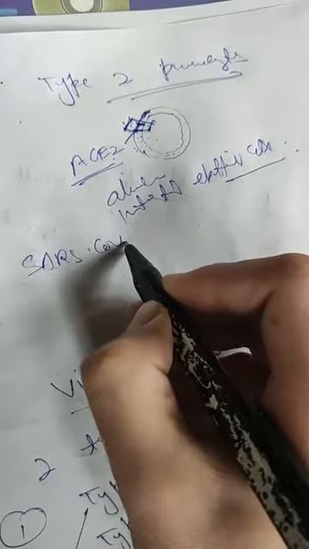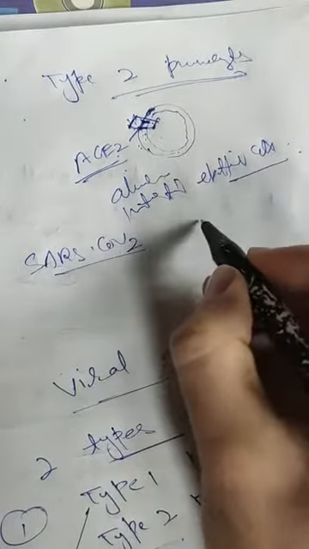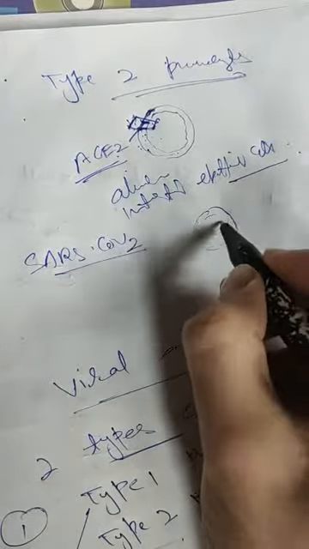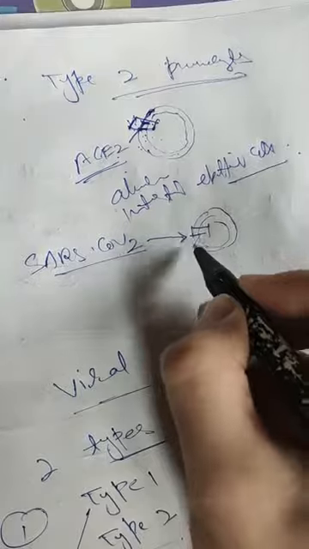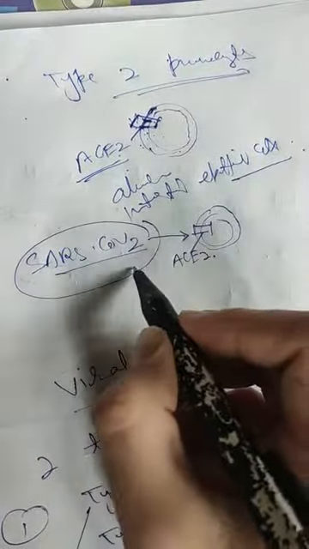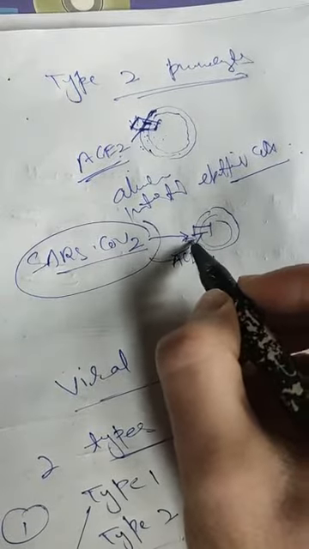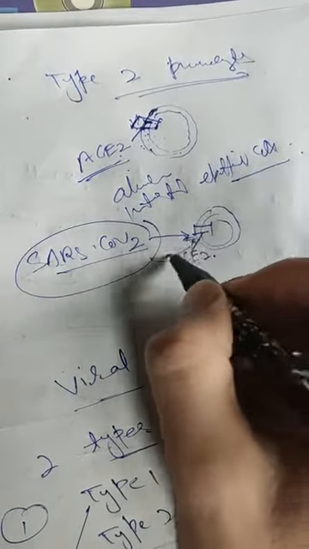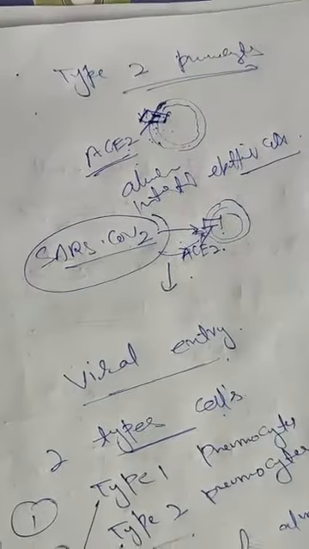SARS-2, that means this COVID-19 virus, enters into the host cell. For example, this is the host cell. It enters into the host cell by interacting with this ACE2, so it interacts with ACE2 receptors, and this is the first interaction. After that, what happens next? I'll show you what happens next.